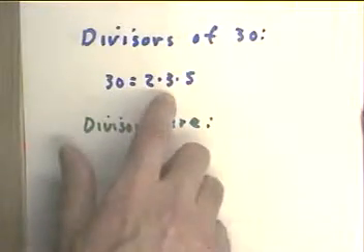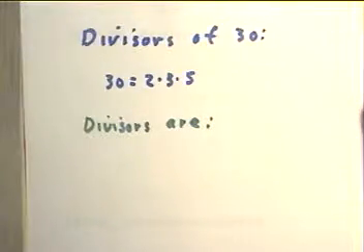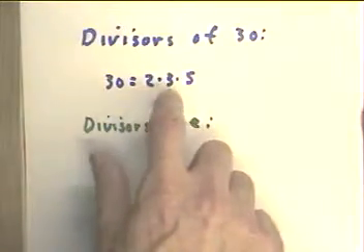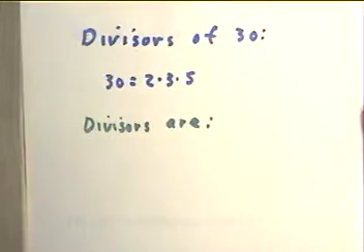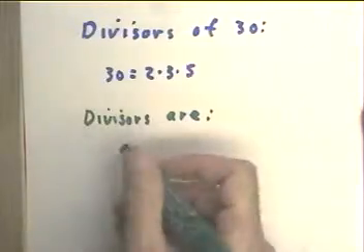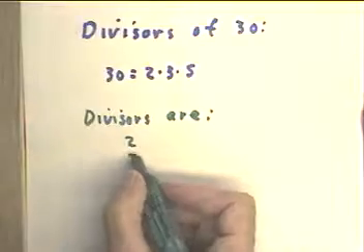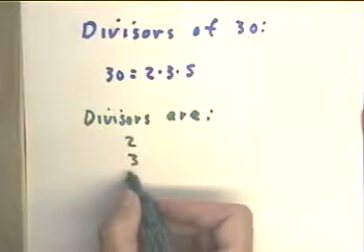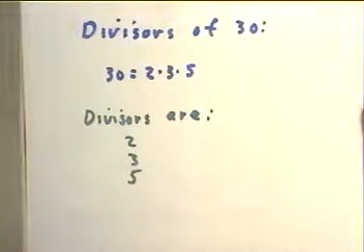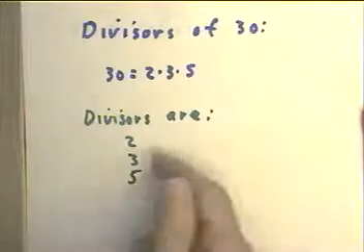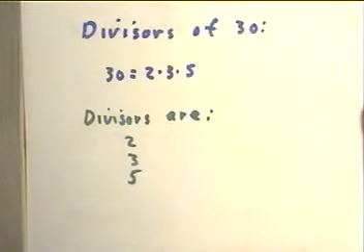However, if we know the prime factorization, we can list the divisors fairly easily. If 30 equals 2 times 3 times 5, then the divisors of 30 are as follows. Well, let's see. 2 divides 30, since 2 is one of the prime factors. 3 divides 30, and 5 divides 30. Now, of course, those are the first three numbers that we found, but there are more. Okay, what other numbers divide 30?